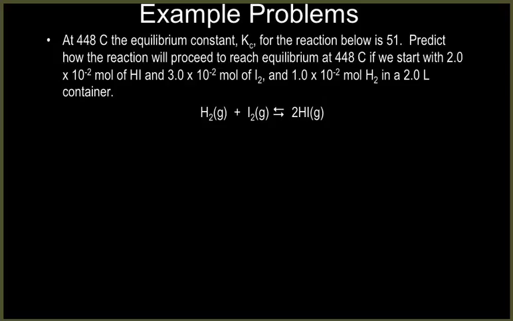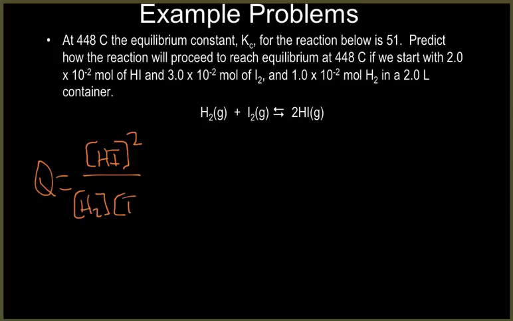So, like we said yesterday, if it is not in a 1-liter container, then you need to do a calculation to get that concentration, where you're taking the moles divided by the liters. So when I set this up into the Q, I'll go ahead and do that. When we set up the Q, just like we said before, it is just like K, except the values are not at equilibrium. So I still take products over reactants, and I'm raising them to the power of the coefficients. So that's my Q expression.